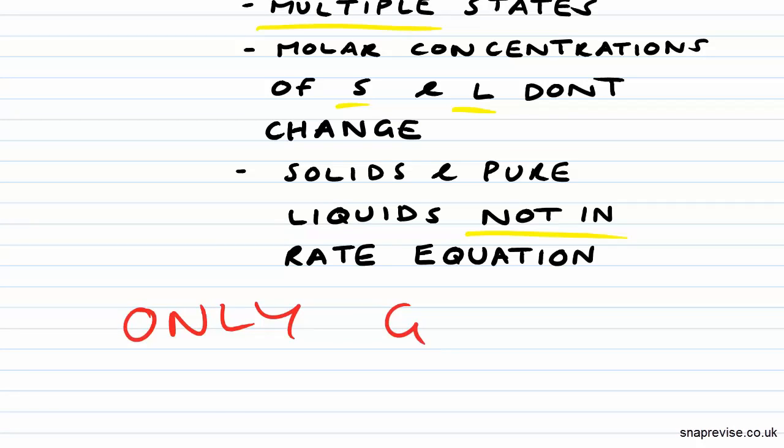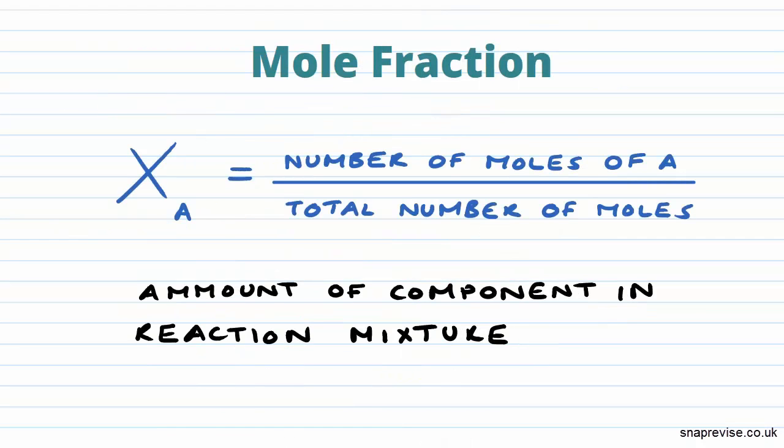So now let's have a look at mole fractions. Mole fraction is the amount of a component in a reaction mixture. And here, this is our symbol X_A, the mole fraction of our reactant A. This is the number of moles of A divided by the total number of moles in our reacting mixture. This is an important equation, and again, there'll be questions that are 1 or 2 marks, asking you to work out the mole fraction, building up to bigger marks later on.